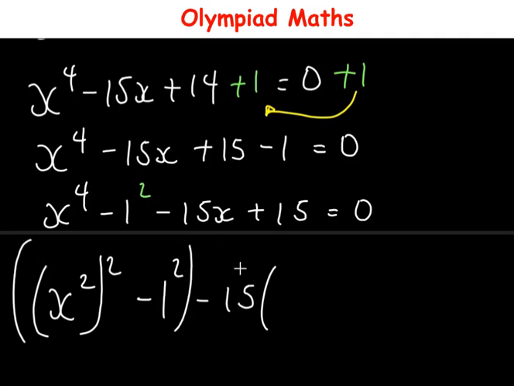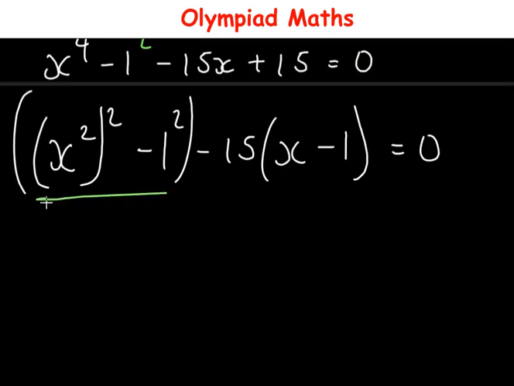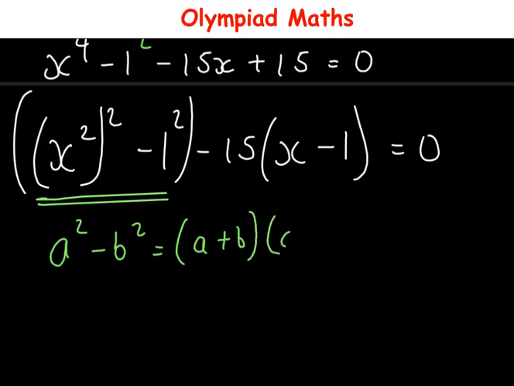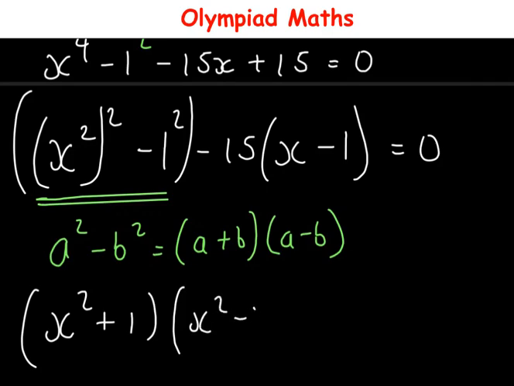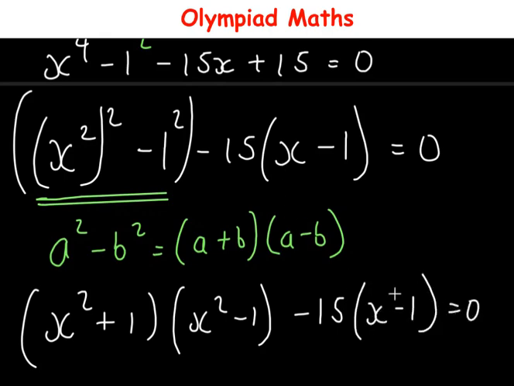If we factorize out minus 15 from here, we are left with x, then minus 1. All of this equals 0. So looking at this, we have difference of two squares. If you have a squared minus b squared, this equals in brackets a plus b multiplied by a minus b. So this equation becomes in brackets x squared plus 1, then multiplied by x squared minus 1. Then we have minus 15 into brackets x minus 1 is equal to 0.